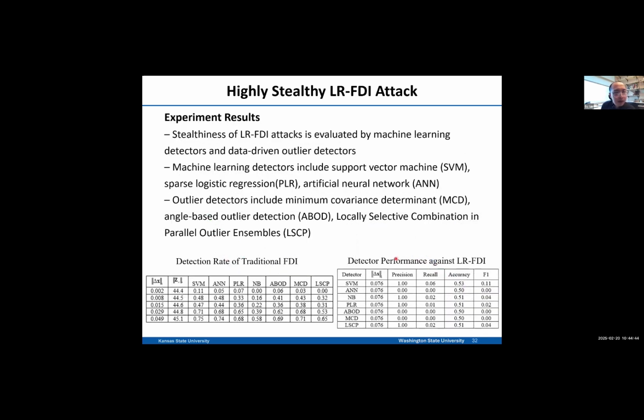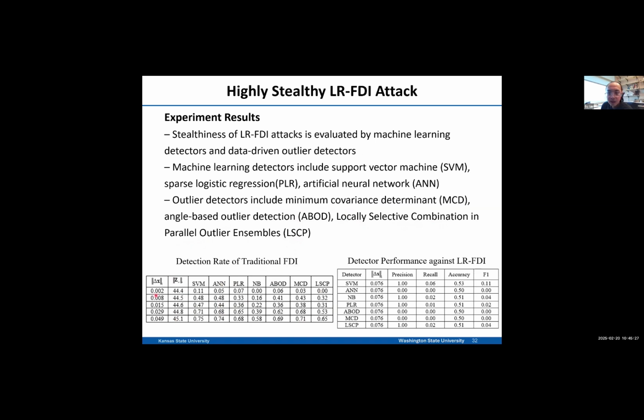The stealthiness of the proposed attack is evaluated against machine learning detectors and some data-driven outlier detectors. The machine learning detectors included in our case study are the support vector machine, sparse logistic regression, and the traditional artificial neural network. For the outlier detectors, we include minimum covariance determinant, angle-based outlier detection, and locally selective combination in parallel outlier ensembles, LSCP.